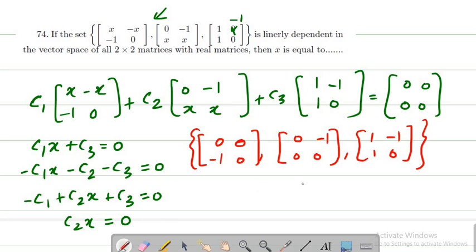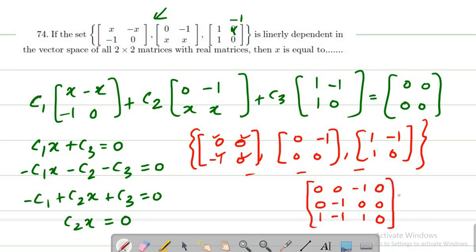You might be thinking how I'm doing it so suddenly. We have done some tricks before also. What you can do is, in the matrices section, when you're discussing M2 of R, you can consider these as vectors in R4. That is, you just take 0, 0, minus 1, 0, 0, minus 1, 0, 0, 1, minus 1, 1, 0. I'm just taking the first entry, second entry, third entry, fourth entry, and you get three vectors, and you find out how many linearly independent vectors there are. When you find the rank, you can see the rank is 3. So they are linearly independent vectors. That means x cannot take the value 0.